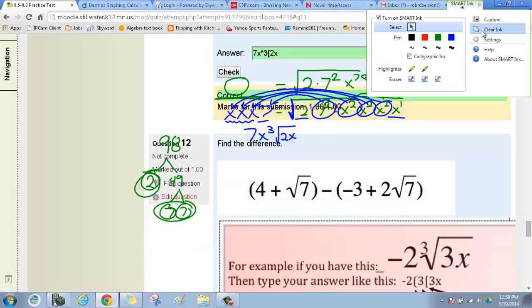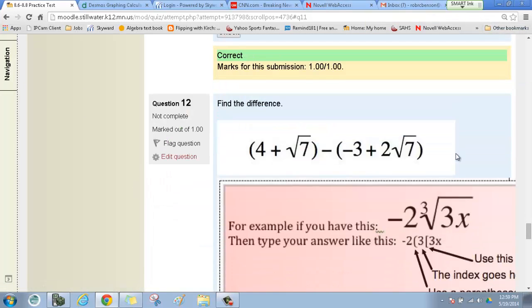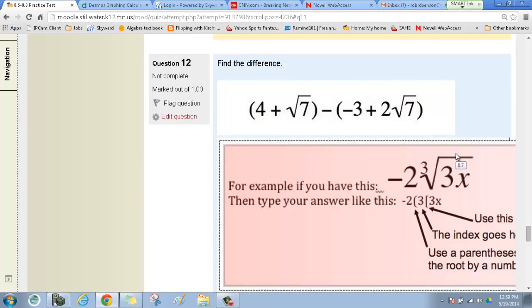Moving on, number 12. Number 12 is finding the difference for radical functions. Remember, we're going to combine like terms. This one's actually a little easier. Check it out. These are the same. The square roots are the same. So we're going to combine this 4 with that negative 3. So what is 4 minus negative 3? 4 minus negative 3 is equal to 4 plus 3, which is 7. So these two give you 7. Okay, I'll put that right down here.